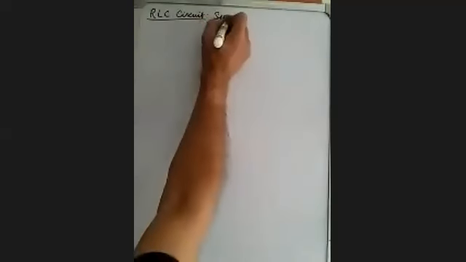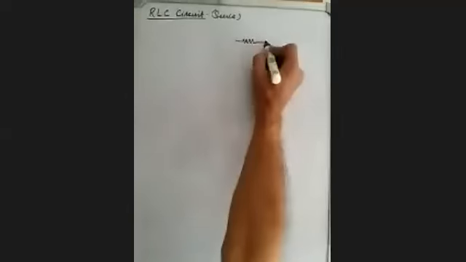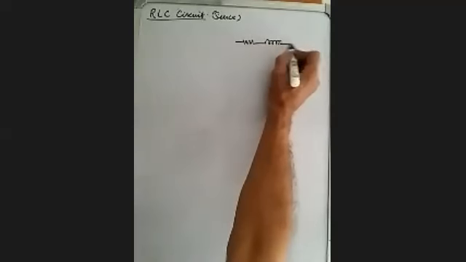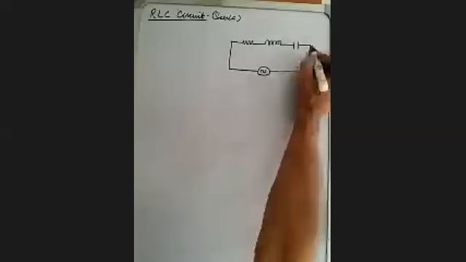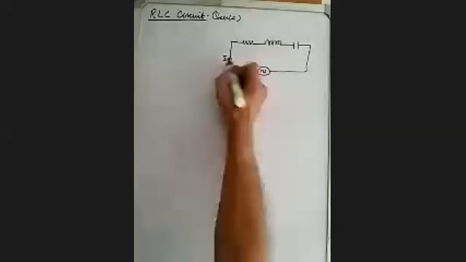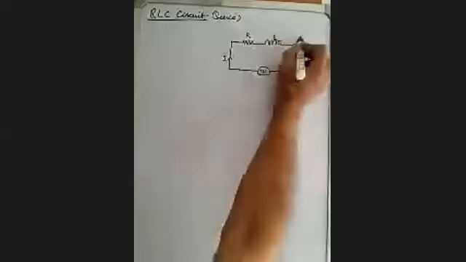Series. So let us draw the circuit again. Resistance, inductor, and capacitor all in series across an alternating EMF source. The current I will be common in both in magnitude as well as in phase. This is R, this is L, and this is C.